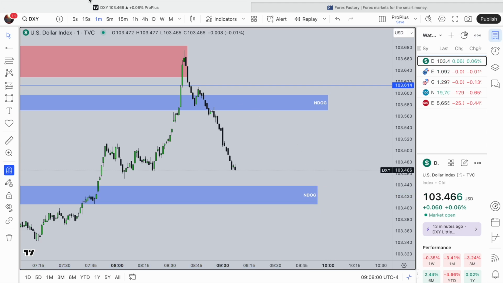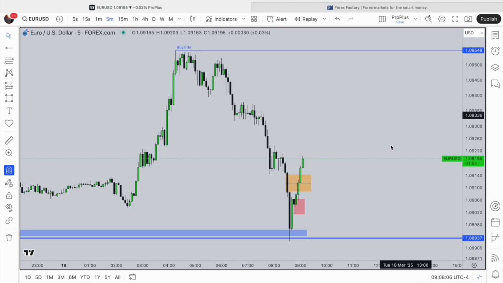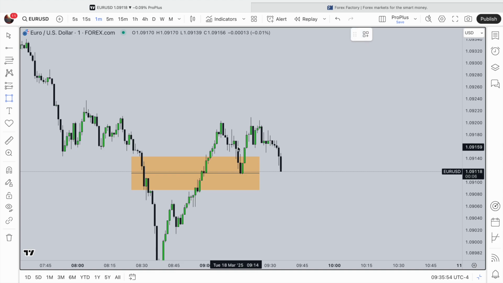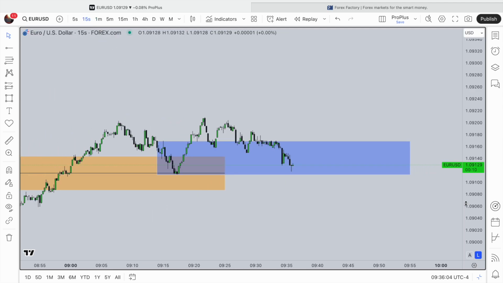So let's see, I'll update again. But yeah, still bullish on Euro now. Okay, there's this order block here that I'm looking at. So price ran minus sell side, changed to delivery. So price is back into this now.